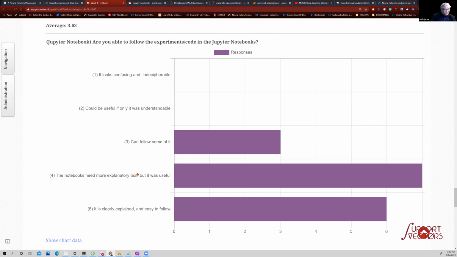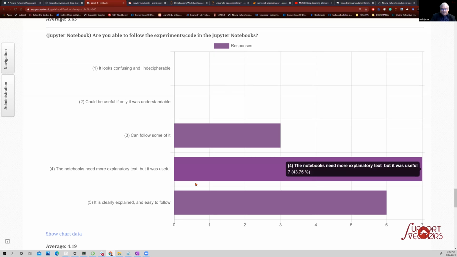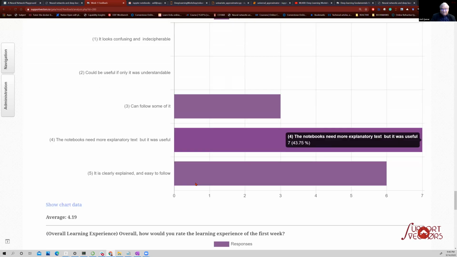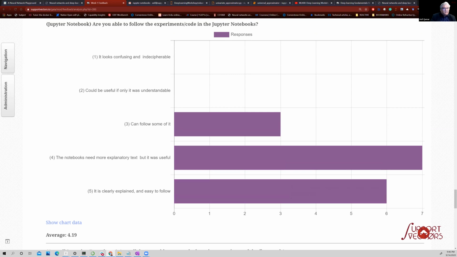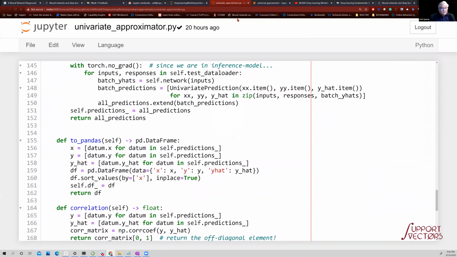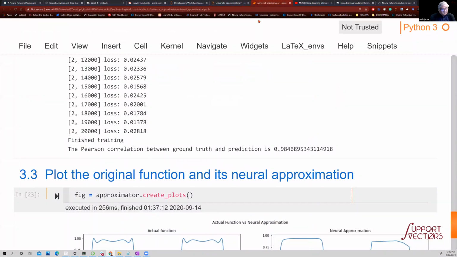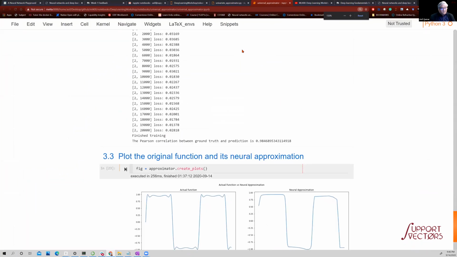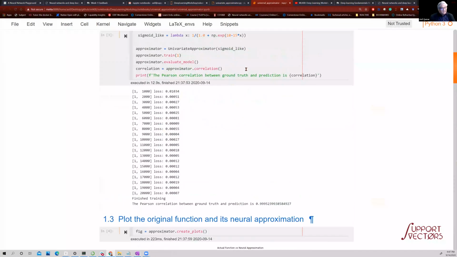So here there was a very useful feedback. It says, I need to add more explanation in the notebooks. So I would love to do that. Could one of you elaborate what would help? When you look at a Jupyter notebook like this, give me an idea.